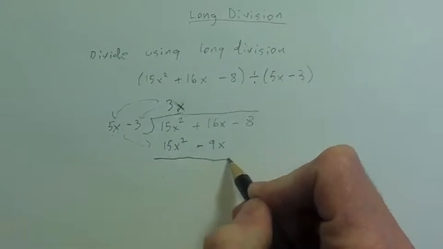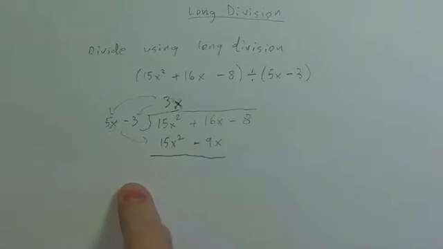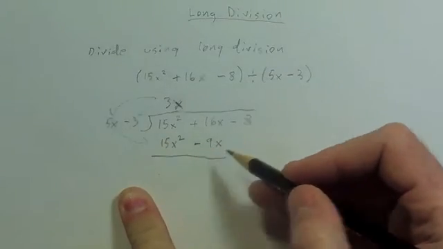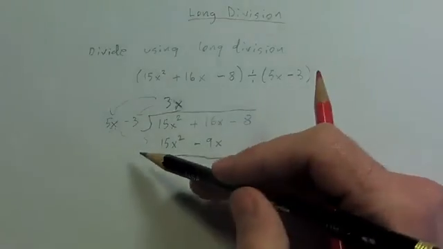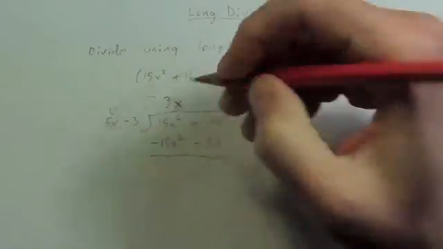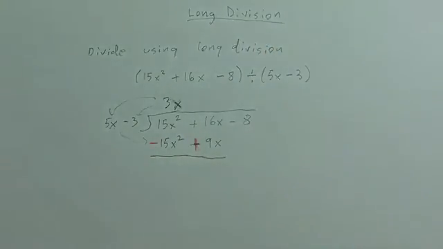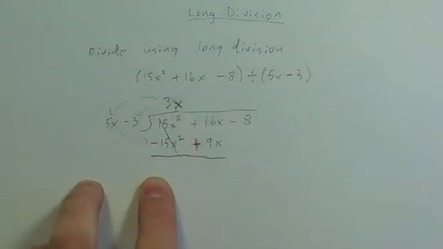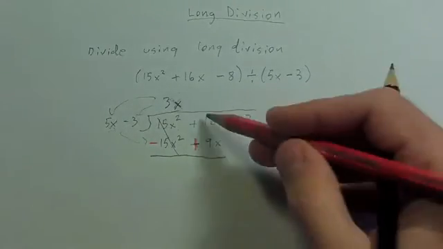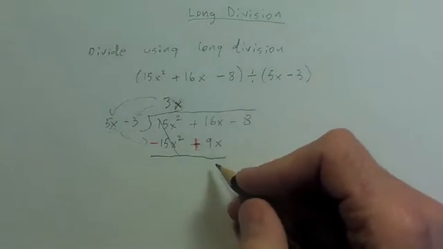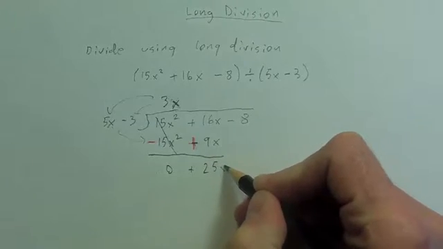Once you multiply, you subtract. Some people write a subtraction out here, but I go through and change the signs directly, because if I'm subtracting a minus, it turns into a plus. So I subtract the 15x squared, and then I subtract the negative 9x, which becomes a plus 9x. This comes out to be 0, and here we get plus 25x.